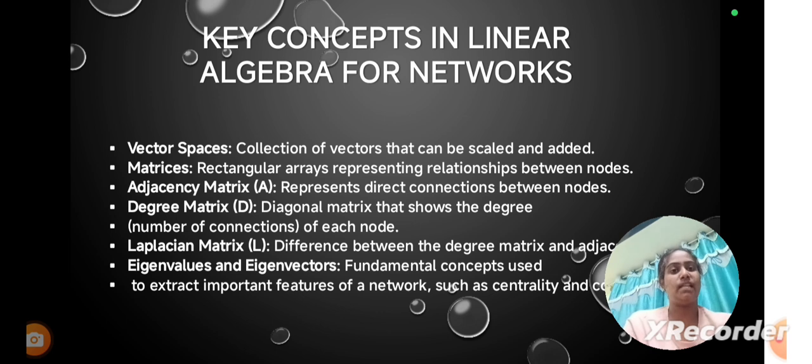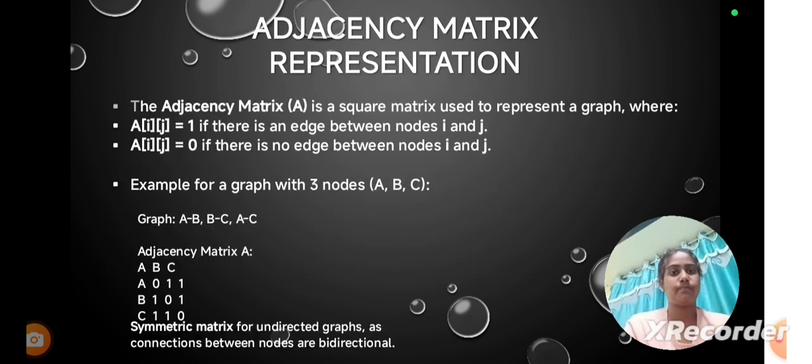Key concepts in linear algebra for networks: vector space, a collection of vectors that can be scaled and added; matrix, a rectangular array representing relationships between nodes; adjacency matrix, which represents direct connections between the nodes; degree matrix, a diagonal matrix that shows the degree of each node; Laplacian matrix, the difference between the degree matrix and adjacency matrix; eigenvalue and eigenvector, fundamental concepts used to extract important features of networks such as centrality and connectivity.